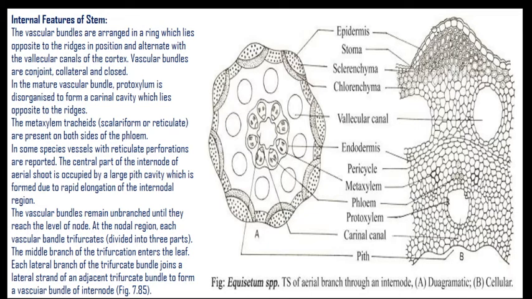First of all, this outer layer is called the cuticle. Below that cuticle is the epidermis. This epidermis is interrupted by the stomata, and below that there is a sclerenchyma, which is thick-walled mechanical tissue. These are the chlorenchyma, and this also is chlorenchyma, which performs the function of photosynthesis. Then these are the big cavities called the vallecular canal.